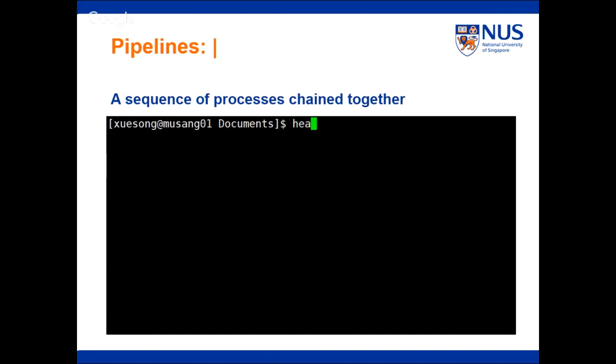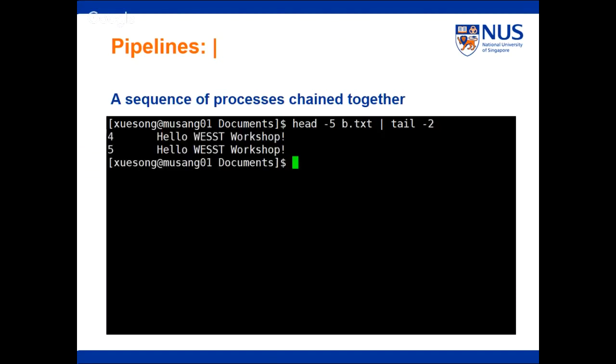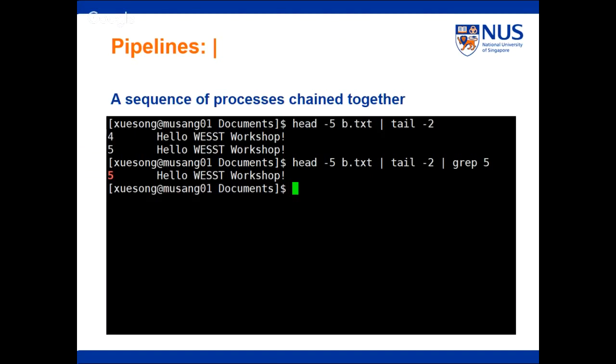For example, I use head and tail. I take the first 5 lines, and from them, I take the last 2. So you can imagine what it will return, right? It returns the 4th and 5th lines. It's very useful when you want to view the middle part of a file. And I can also chain another command, grep 5, and it returns you this one.